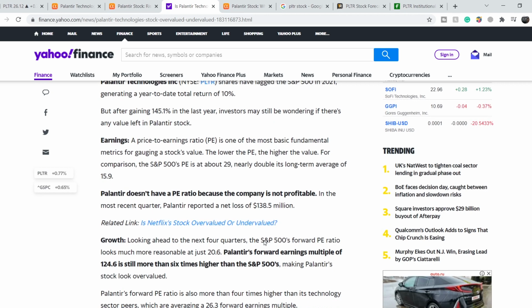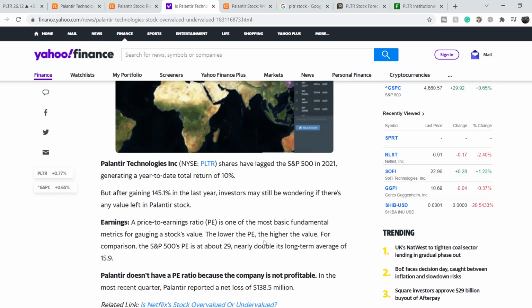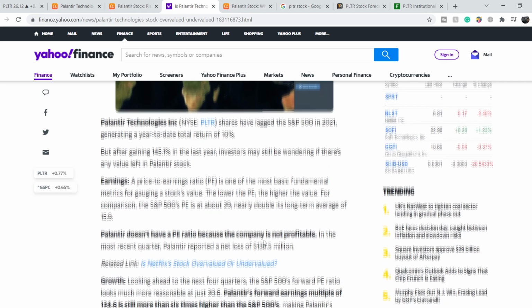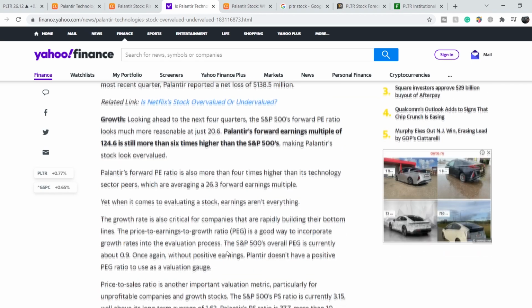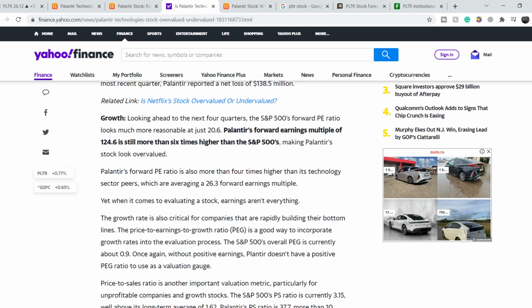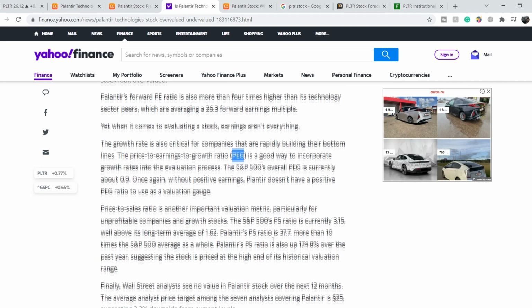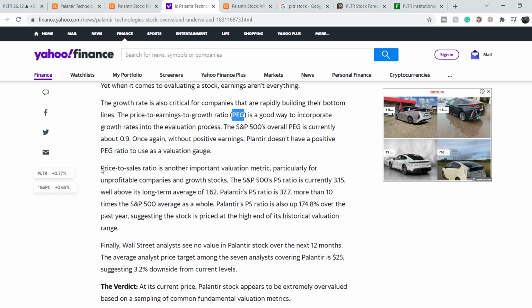And this article is quite interesting, and they have several approaches to calculate its overvalueness or undervalueness. I don't know if I use correct words because English is not my first language, I'm sorry for that. And they use several metrics. One of them is price to earnings, the PE ratio right here. Next one is price to earnings to growth, the PEG ratio. And another one, price to sales.